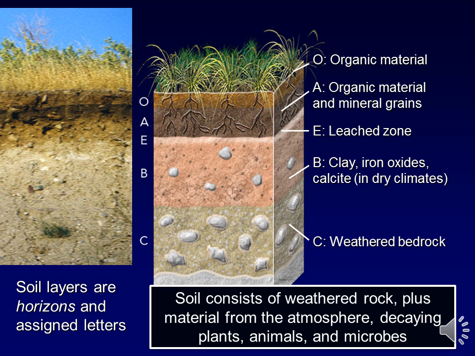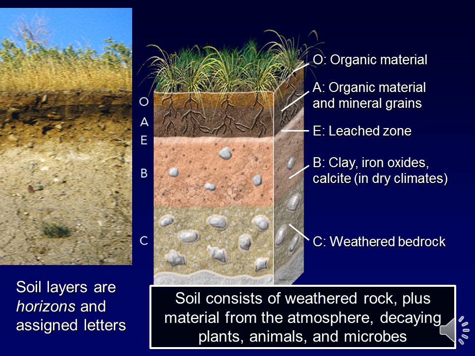Below that is the B horizon, a zone in the soil characterized by the accumulation of material including iron oxide, clay, and calcium carbonate, depending on the climate and the starting material. So what were the minerals that were there to begin with? That will determine what you'll find in this zone.